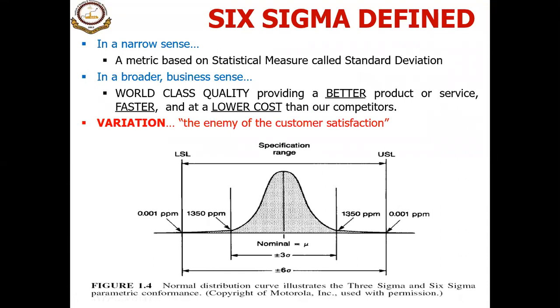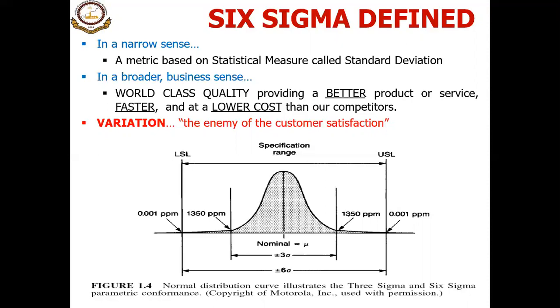If I talk about a statistical angle or a narrow perspective, sigma just means standard deviation. That is indicating the variation of the process. Because standard deviation is representing the variation, that means how far your data points are lying away from your centered value. That centered value is basically the average value. That is basically called the standard deviation, or you can say the variation. And that variation is basically the enemy of customer satisfaction.